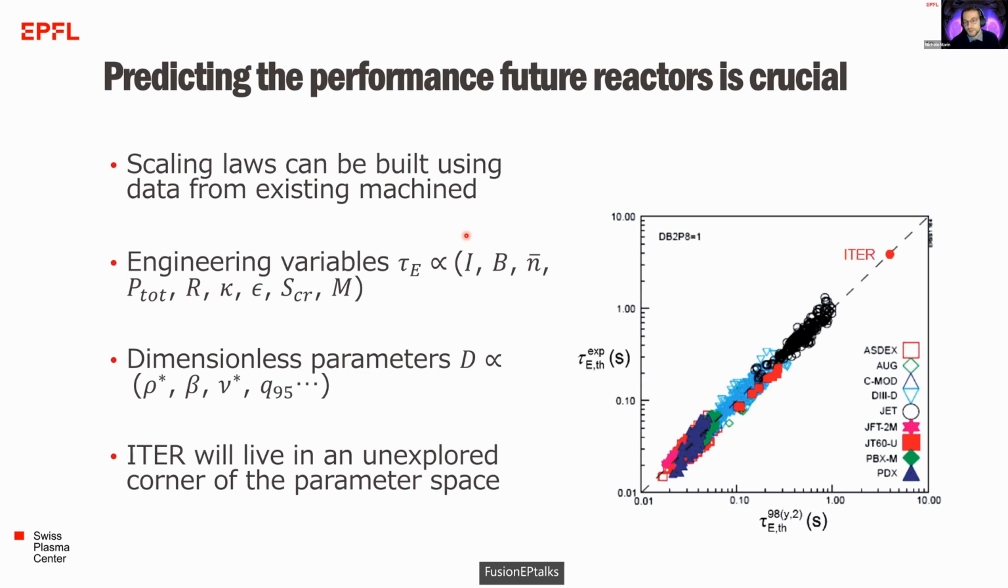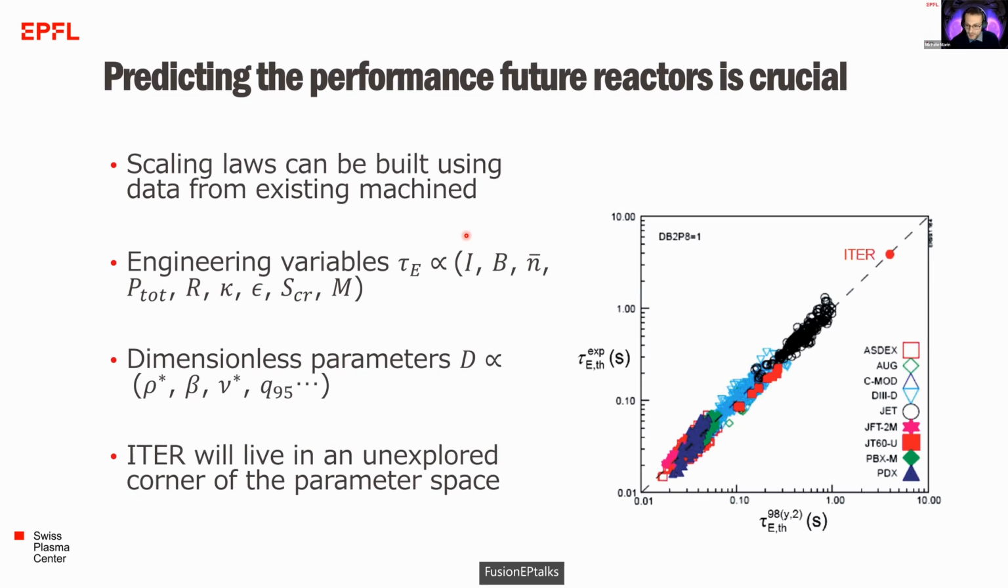So one of the tools you can have is, for example, scaling laws. Scaling laws work with a set of parameters or variables. Here, one example is the engineering variables: the electrical current, the magnetic field, the density. Basically, the quantities that are connected to the characteristics of your machine and the quantities you would set up if you were in the control room designing the experiment. Or you can use dimensionless parameters, which are parameters that matter for the turbulence. Those are usually associated with the diffusion coefficient.